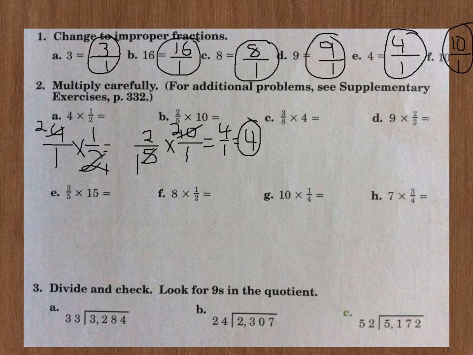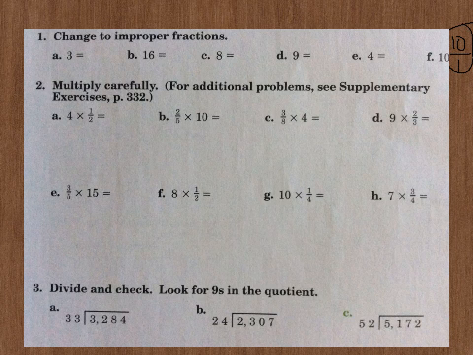C. Bring down the 3/8. Times, instead of 4, I'm going to write it 4 over 1. 3 and 1, nothing goes into those. But 8 and 4, 4 goes into both 8 and 4. 4 goes into 8 2 times, 4 goes into 4 1 time. Now we can multiply across. 3 times 1 is 3, 2 times 1 is 2.